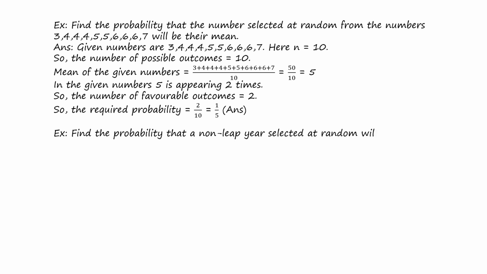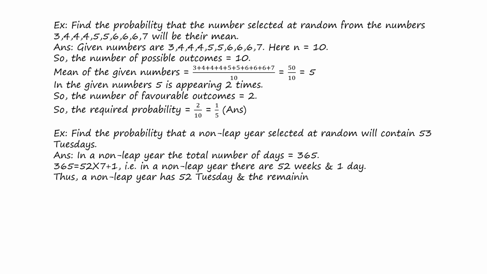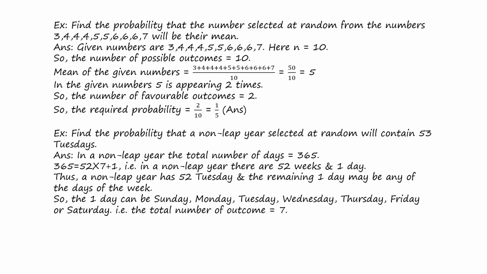Find the probability that a non-leap year selected at random will contain 53 Tuesdays. In a non-leap year, the total number of days is 365, or 365 can be written as 52 into 7 plus 1. That means in a non-leap year there are 52 weeks and 1 day. 52 weeks means there are 52 Tuesdays. And the remaining 1 day may be any one of the days of the week. That means the remaining 1 day can be Sunday, Monday, Tuesday, Wednesday, Thursday, Friday or Saturday. So the total number of outcomes for this 1 day is 7.